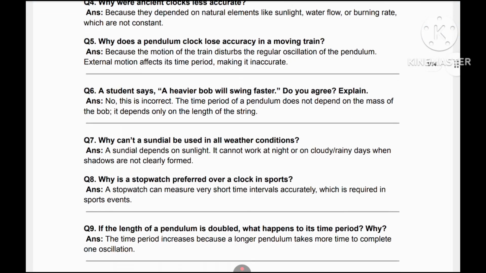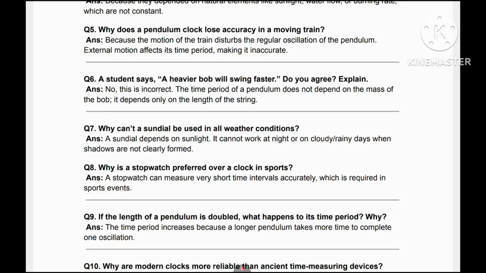Why does a pendulum clock lose accuracy in a moving train? Because the motion of the train disturbs the regular oscillation of the pendulum. External motion affects its time period, making it inaccurate.